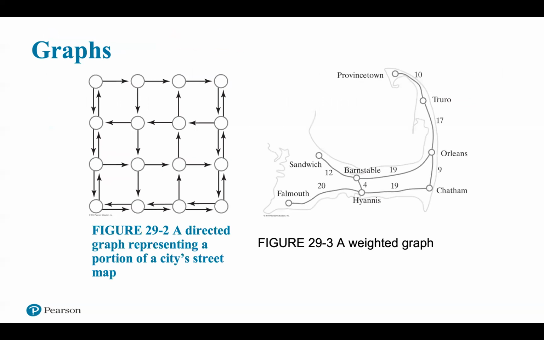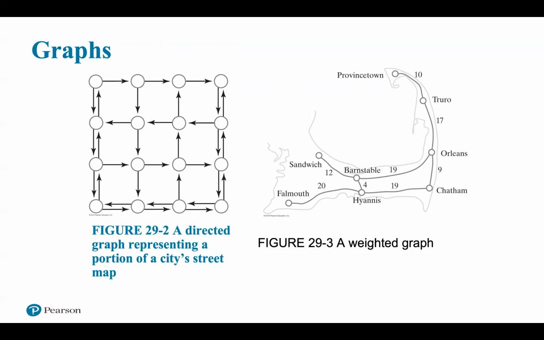A path between two vertices in a graph is a sequence of edges. A path in a directed graph must follow the direction of the edges, and it is called a directed path. The length of a path is the number of edges that it comprises. If a path does not pass through any vertex more than once, it is a simple path. Figure 29.1 contains a simple path from Provincetown to Orleans of length 2.